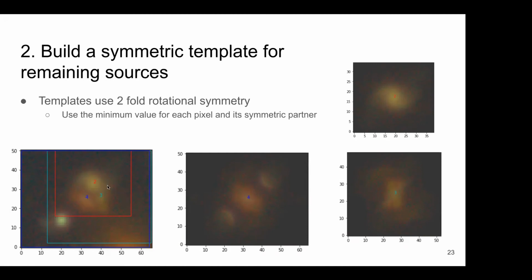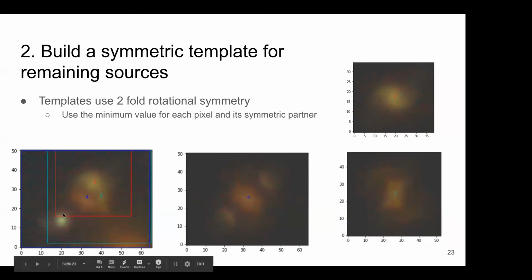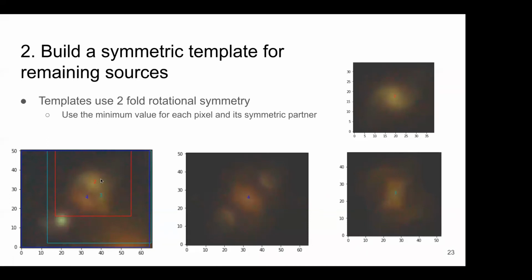But for the other sources, we have a problem, right? For source 4, because there's a point source down here and to the left, and it has a source to the upper right, you start to steal flux from both of those objects because symmetry is not a strong enough constraint to isolate this object.